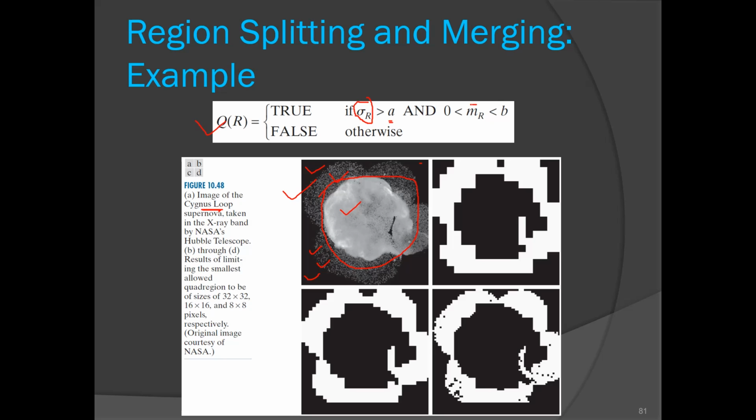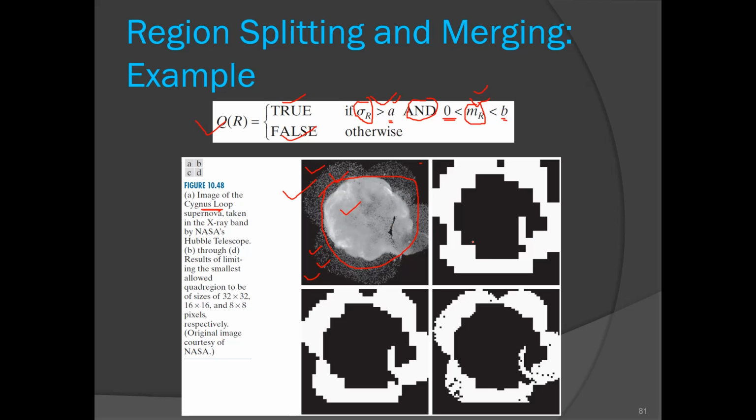So this M_R is representing the mean of the intensity values. If the mean of the intensities is between 0 and B, then we can consider that pixel. So we have two conditions here, and both should be satisfied. If the standard deviation of that region is greater than some value, and its average lies between these two values, then we consider that pixel, otherwise false.